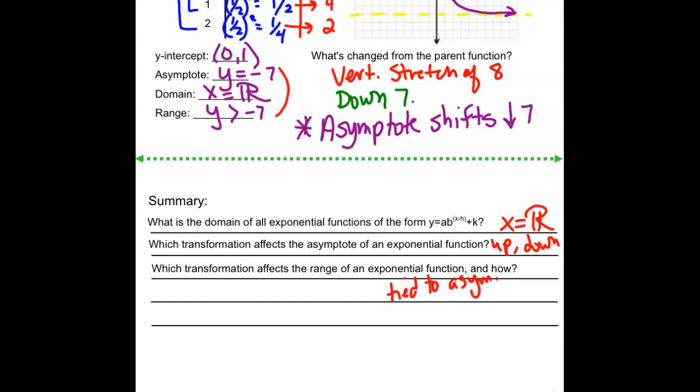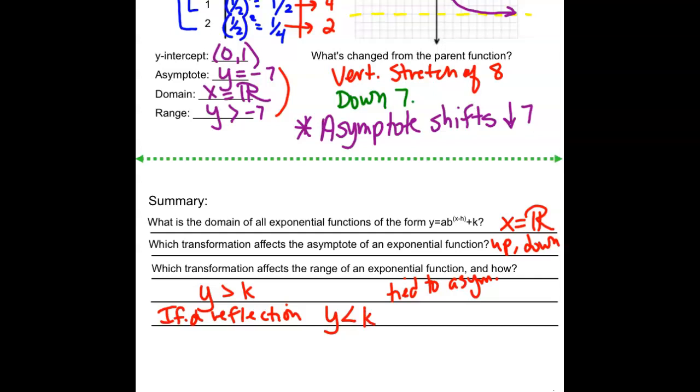Okay, so we are going to be above the asymptote. So y is greater than whatever that k value is, as long as we didn't reflect anything. If we have a reflection, then we flipped everything upside down. Now y is going to be actually underneath that k value.